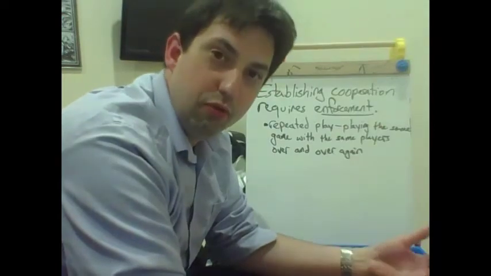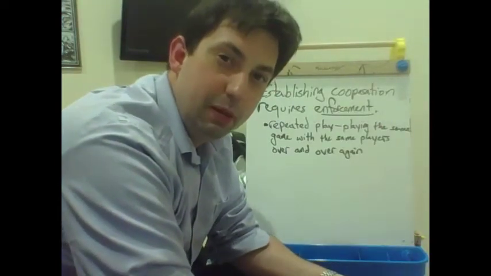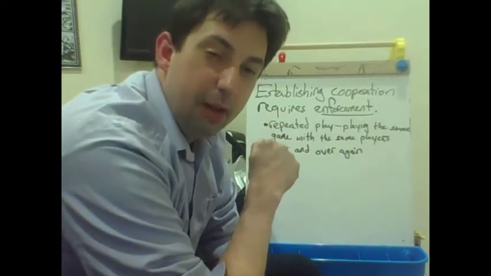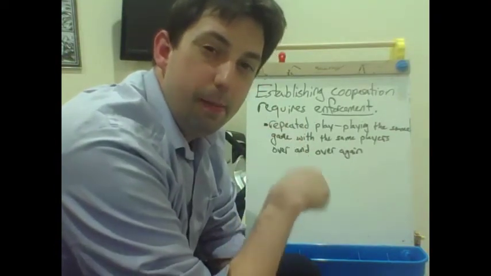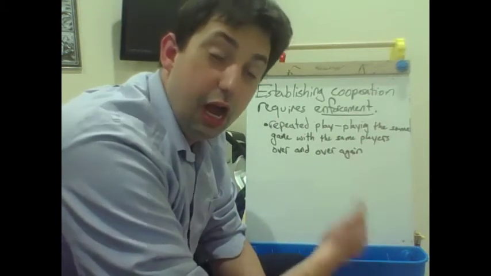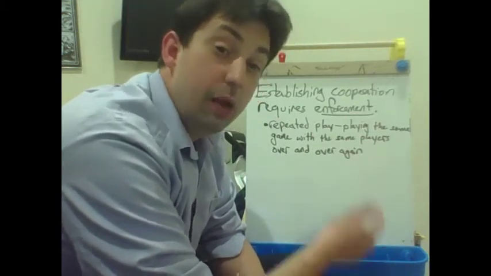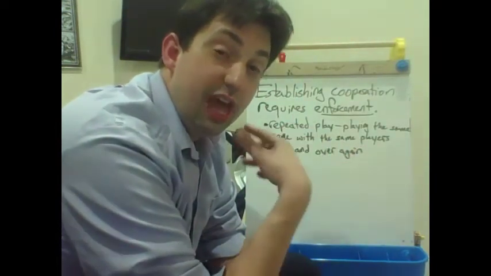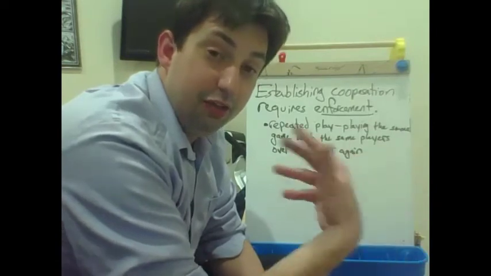And when you play the game over and over again, you can then punish people not by changing the payoffs in the game, but punish them by explicitly choosing the defect strategy. I'm choosing this defection strategy because you betrayed me. So that is essentially the punishment. That is the enforcement.